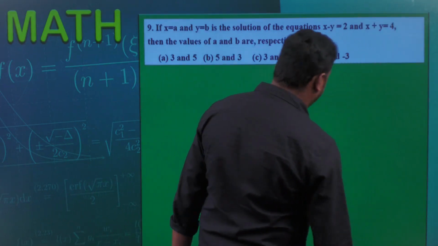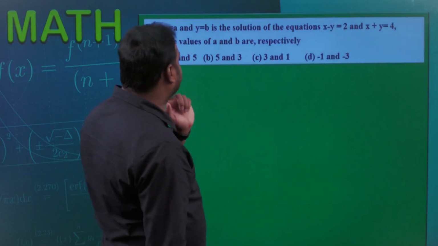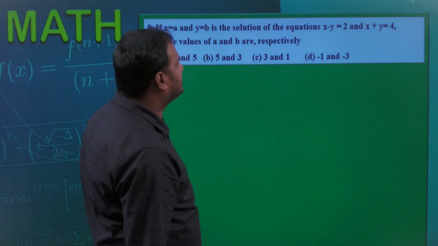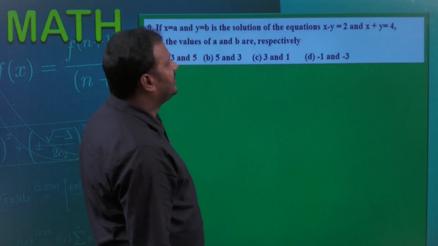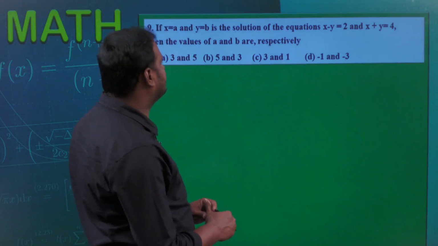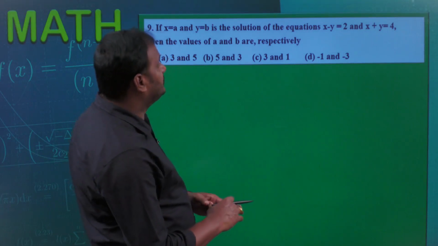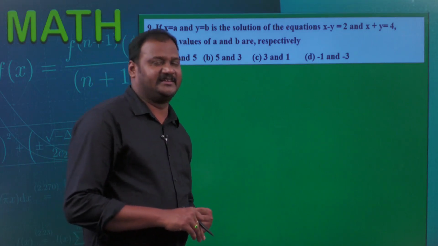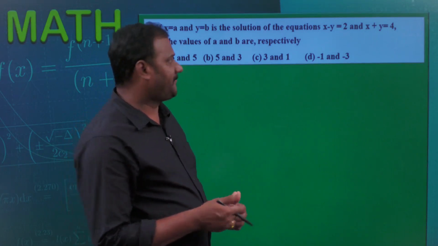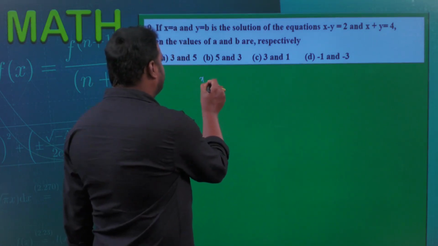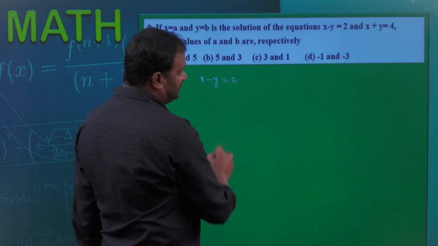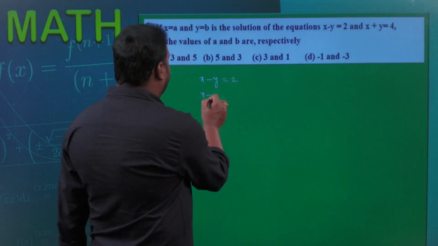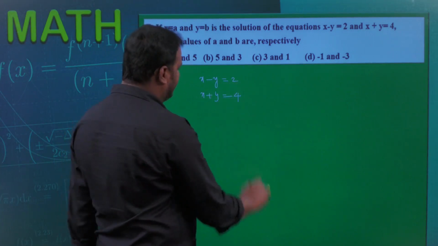Coming to the next problem here. x equal to a and y is equal to b is the solution of the equations x minus y is equal to 2 and x plus y is equal to 4. Then the values of a and b are respectively. What does it mean? Indirectly he is asking to find out the solution, right? So x minus y is equal to 2, that is one equation. x plus y is equal to 4, this is another equation.